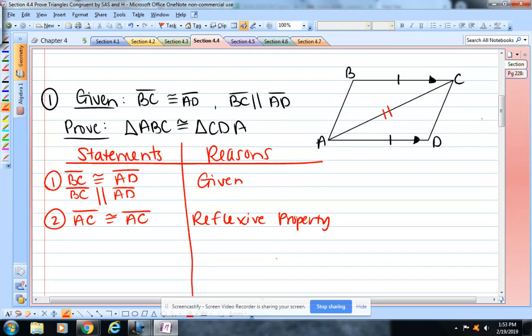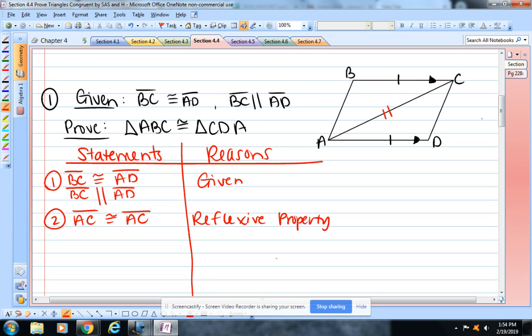Now, what's something that's in the given that I haven't really said anything about? BC and AD are parallel lines, aren't they? So if we have parallel lines, and you look, AC is a transversal, right? Then I've got all those parallel postulates and theorems, right? If I have parallel lines, then I have alternate interior angles, alternate exterior angles, consecutive interior, all those things.